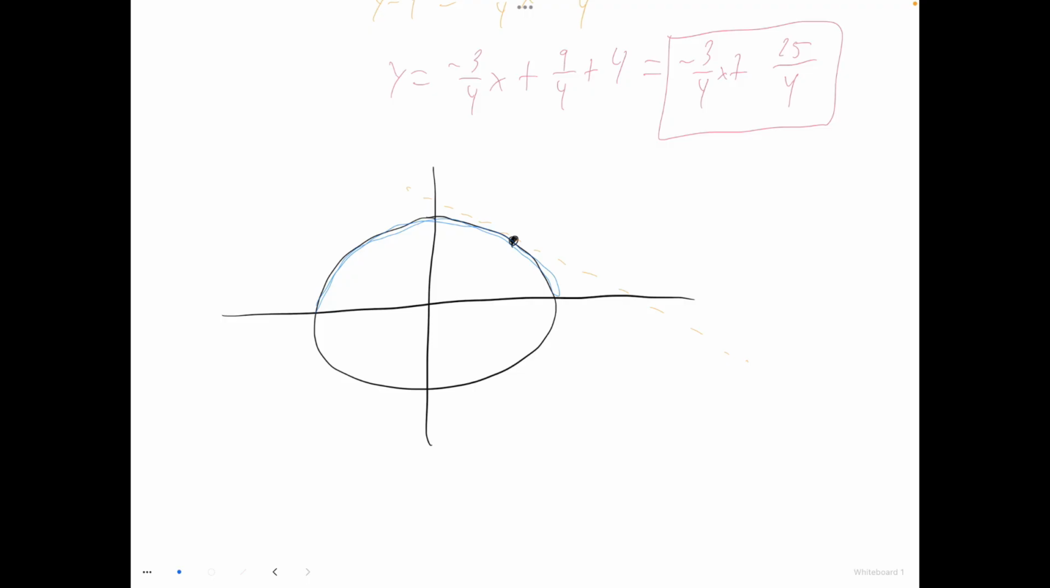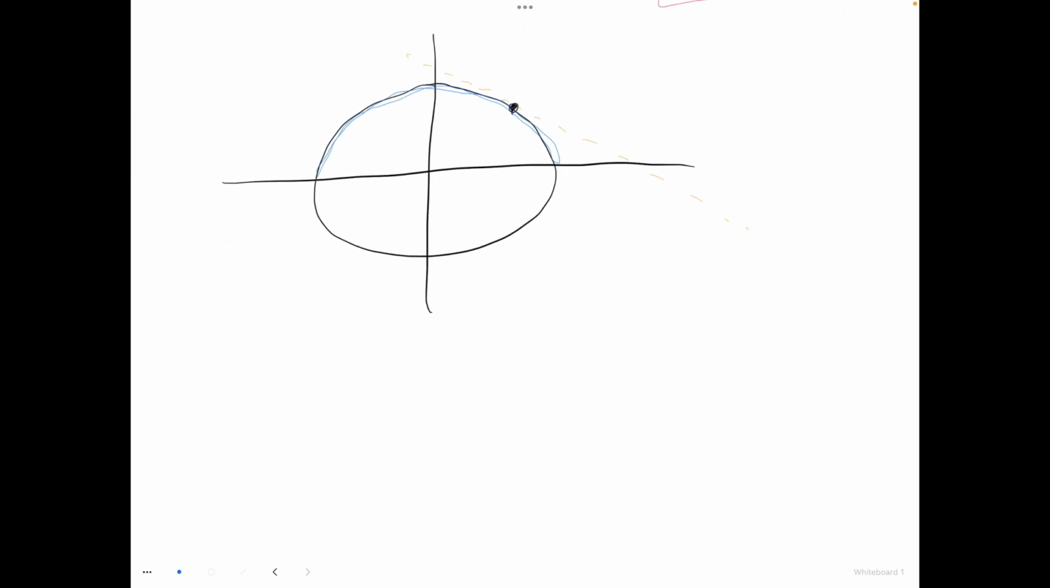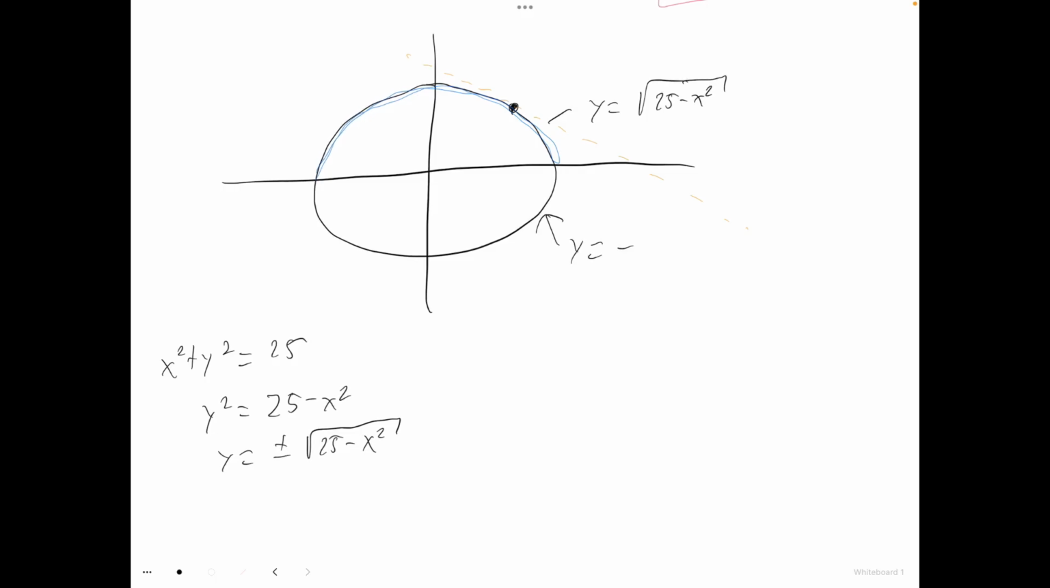And so if we just take the top half rather than the whole circle, we'd have a regular function, and then we could have found the tangent line that way. And so the way we would have done that is we had the equation x squared plus y squared equals 25. Solving for y, we get y squared equals 25 minus x squared. So y equals plus or minus square root of 25 minus x squared. And so now the top equation here is y equals the square root of 25 minus x squared. And the bottom is y equals negative square root of 25 minus x squared.